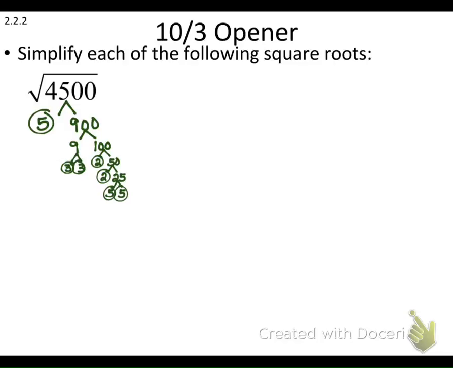I'll give you a second to catch that up. Earlier, first hour, we did 45 and 100 and factored down that way. But it's the same thing. You're going to end up with the same prime numbers. So that's the first part of step 1. We factored our radicand. The second part is writing them in the radical.